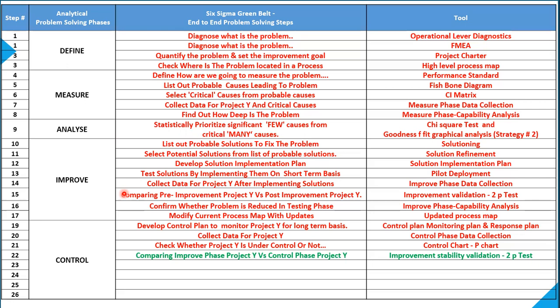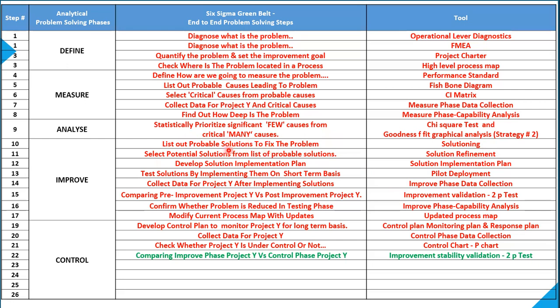We cannot work on all the probable solutions, so we need to further refine them with the refinement tool. We are going to use four different scanners, if you remember: impactability, cost effectiveness, feasibility of implementation, and finally whether we can get client and senior management consent to deploy the given solution. On that basis, you're going to prioritize potential solutions from the list of probable solutions.